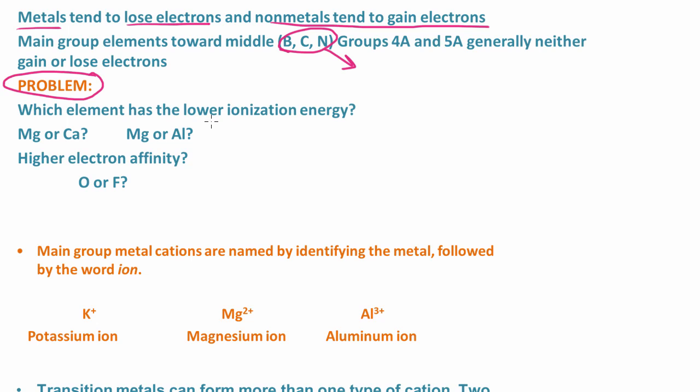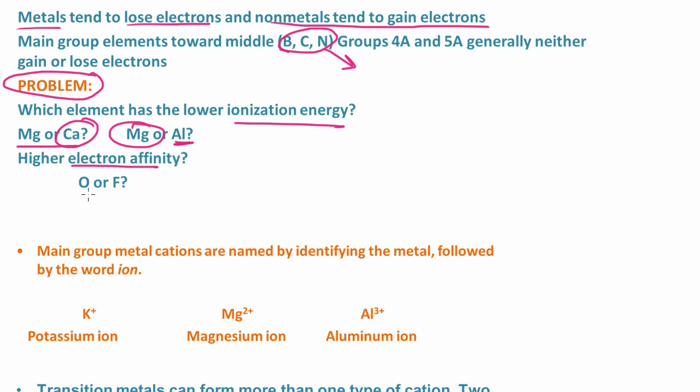We're asked which element in each pair has the lower ionization energy, magnesium or calcium. Well, calcium is below magnesium on the periodic table, so it would be calcium. Magnesium or aluminum. Magnesium is in group 2A, aluminum is in group 3A. It'd be more difficult to remove an electron from aluminum than calcium or magnesium. So magnesium has the lower ionization energy.